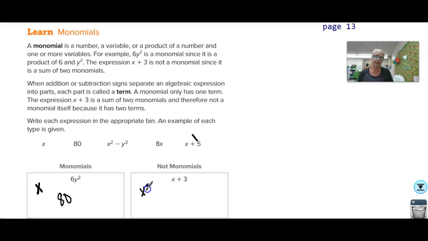So this is a binomial and not a monomial. Monomial means one term, binomial means two terms. 8x is a monomial because if you have a product or a quotient, then that's fine. It's plus and minus signs that make it not a monomial. And this over here, x plus 5, has a plus sign, so this is not a monomial.